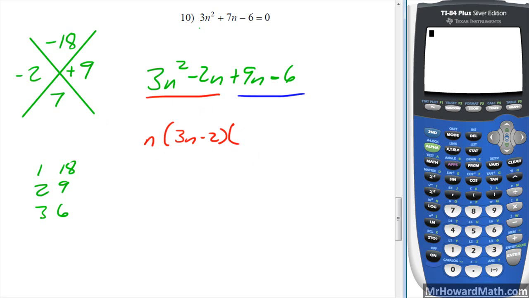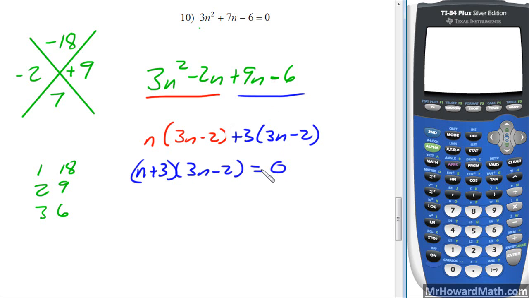Greatest common factor underlined in blue there would be a plus 3, and we would be left with a 3n minus 2 there. So combine those, n plus 3 is a factor, 3n minus 2 is the other factor. Set those equal to 0 because this is equivalent to this. Now set each factor equal to 0 and solve.